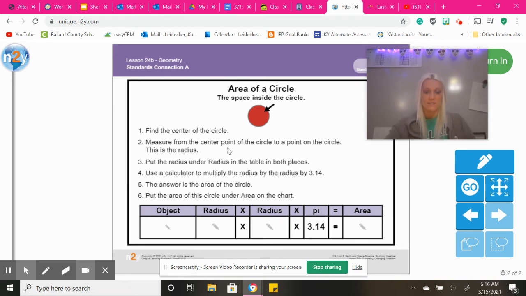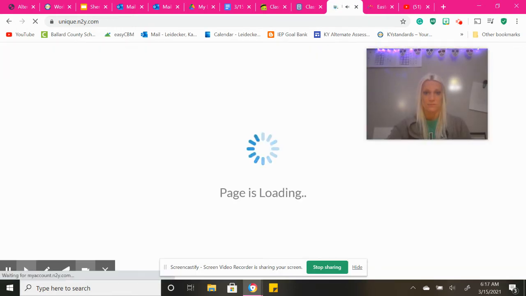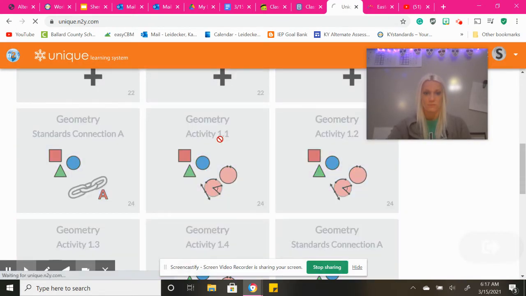Okay, so to find the center of the circle, it says measure from the center point of the circle to a point on the circle. So in those videos, it talks about the radius, meaning the point in the middle to one of the edges. It says put the radius under radius in the table in both boxes. So you all will put radius in your radius right here. It says use a calculator to multiply the radius by 3.5. So radius times your radius times 3.5, which is pi, equals your area. Again, put your object in there. There's more to do.